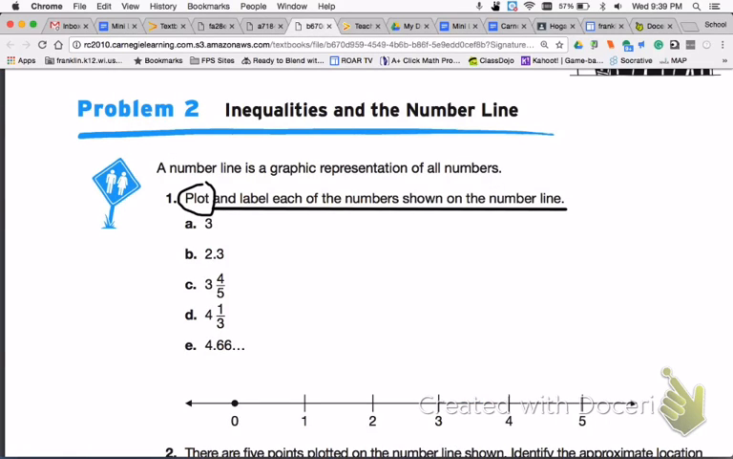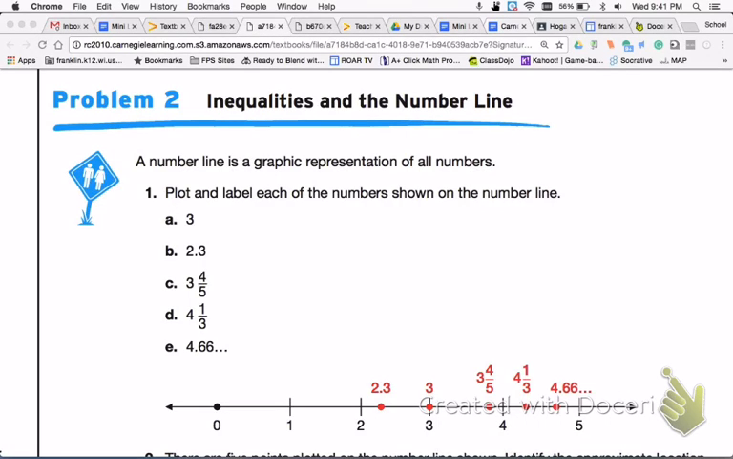Problem 2, inequalities and the number line. A number line is a graphic representation of all numbers. Please answer number 1, letters A through E with your group members. Here is what your number line should look like for number 1. Please make sure to check over each of the numbers and make sure that you have them plotted and labeled correctly.